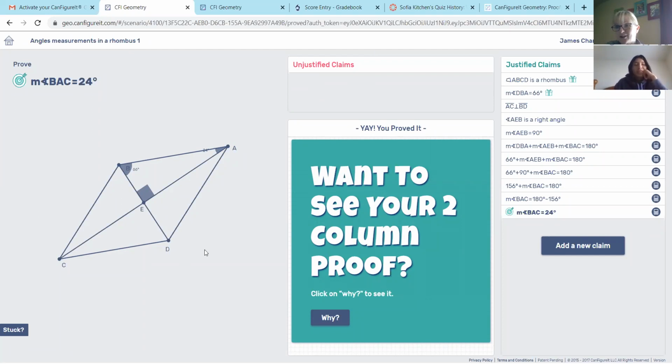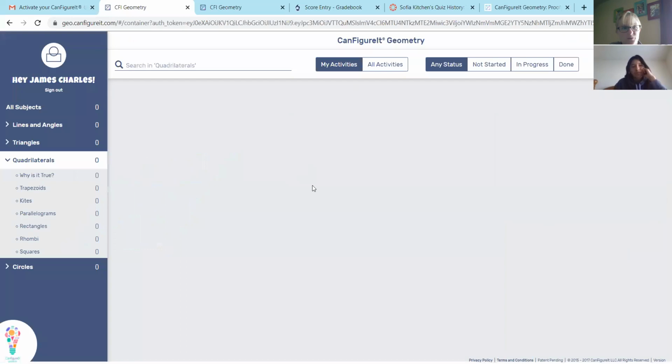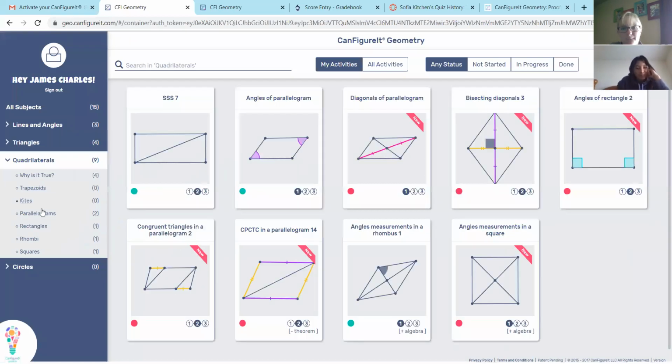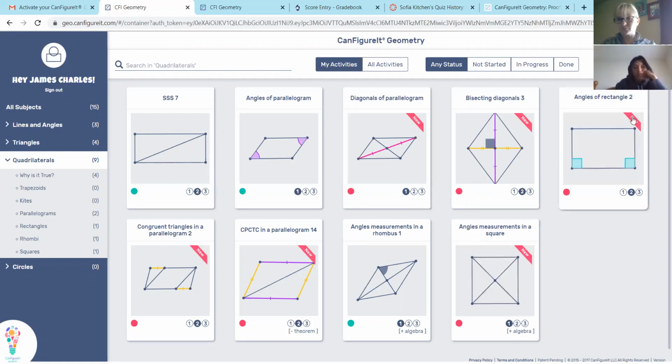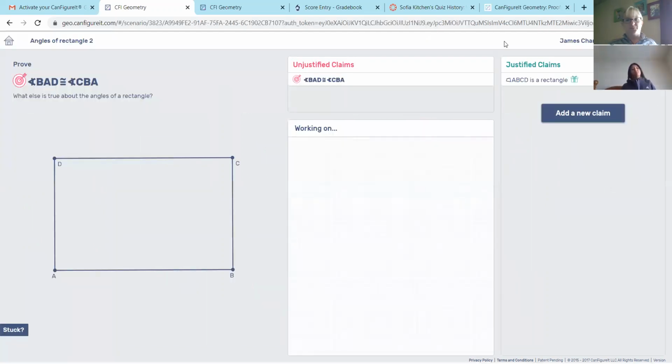That one was a little longer, huh? Yeah. Okay, do you want to do another one? Sure. Okay, which one do you want to do now? The angle of a rectangle. This one? No. Yeah, that one. Okay.